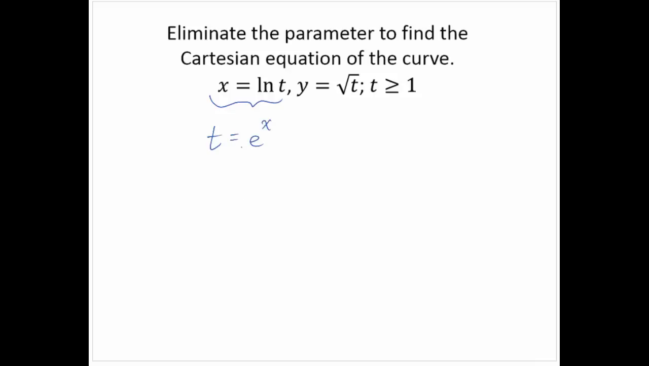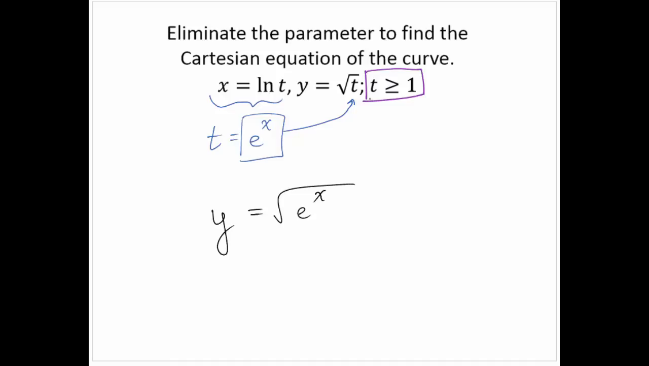And so then I can take that e to the x and I can use it to replace t in the other equation. And so then y would equal the square root of e to the x. Now, notice we've changed this from a parametric equation to a function, right? y equals the square root of e to the x. Now, we had this on the parameter. We were told that the parameter had to be greater than or equal to 1.